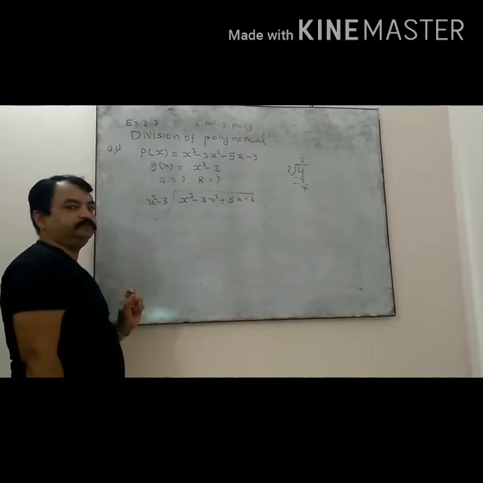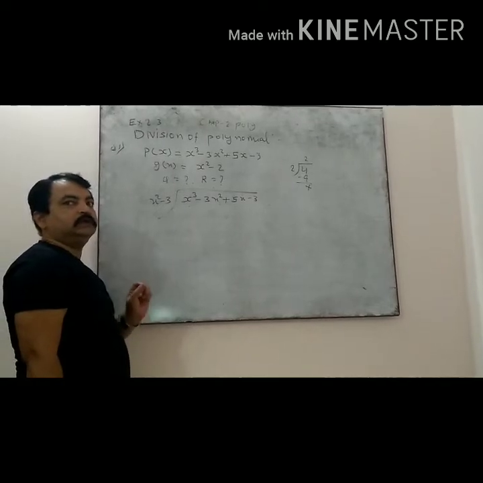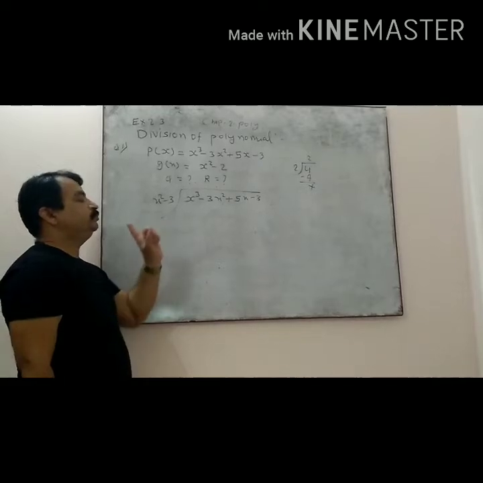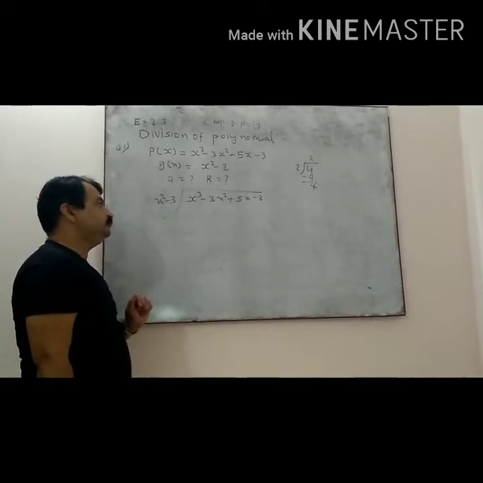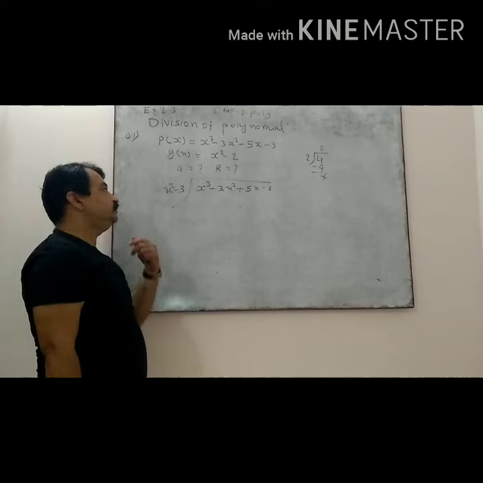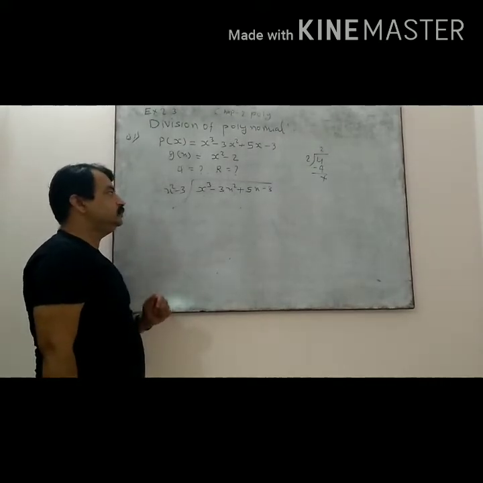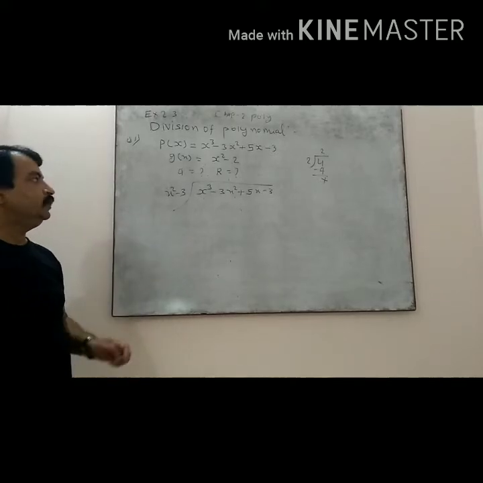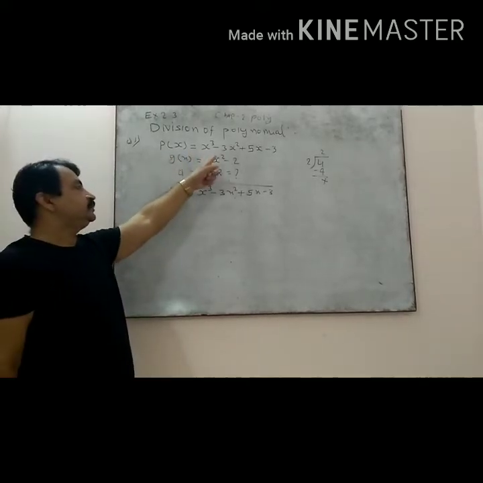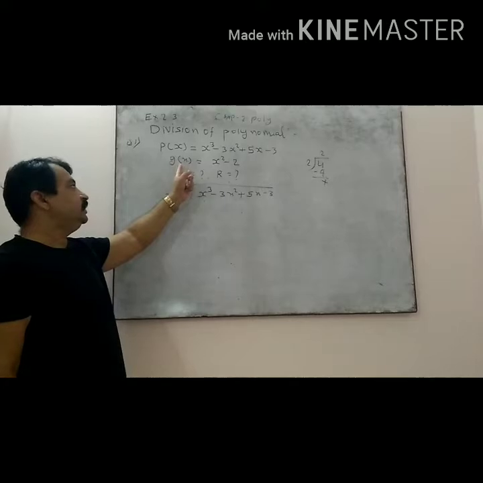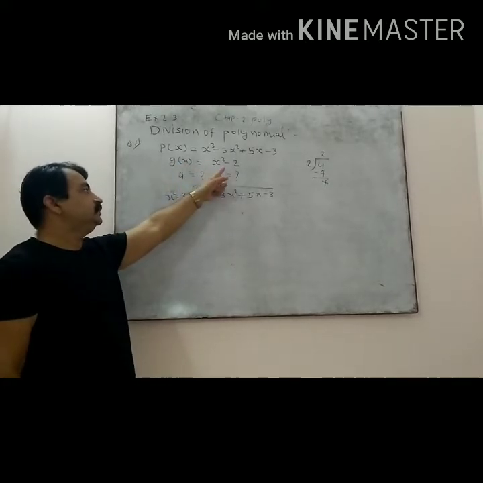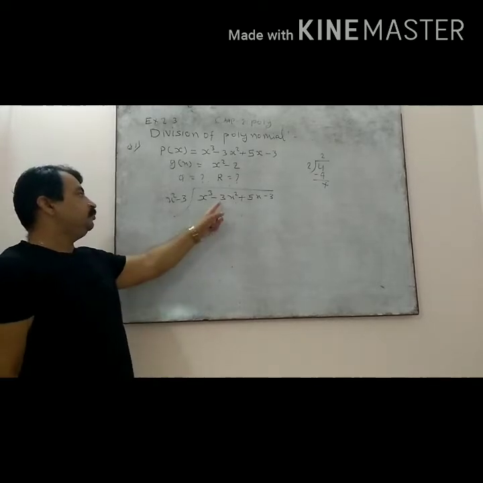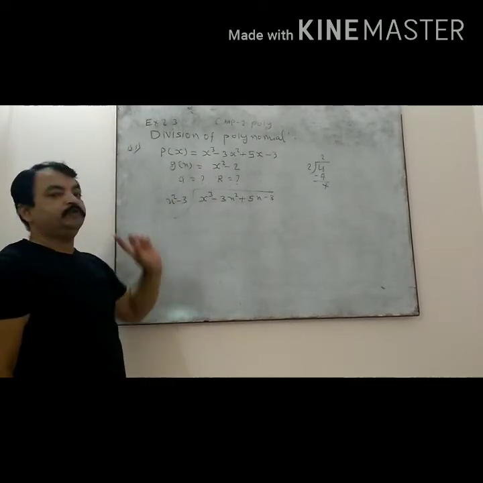of the polynomial. According to NCERT Exercise 2.3, you have the topic division of the polynomial, which you have already done in the previous classes also. So let's see once more this division of the polynomial. This is the question: p of x, a polynomial in x, is given, and the divisor is g of x, that is x square minus 2. Of course, the greater polynomial you will divide by the smaller polynomial.